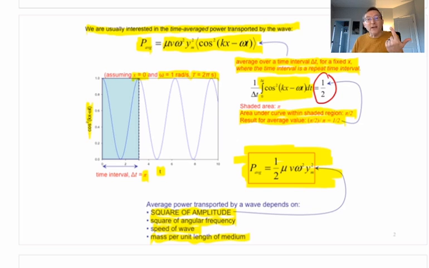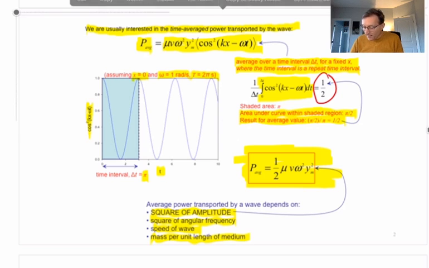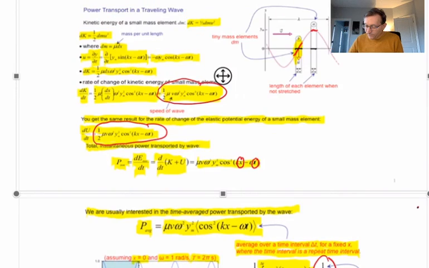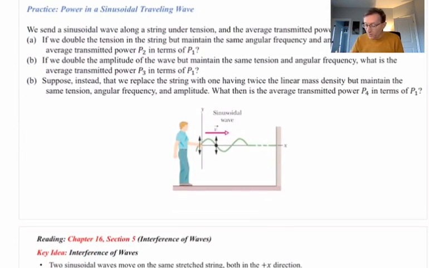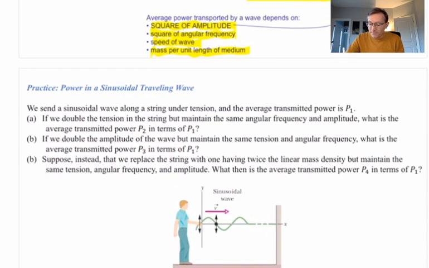Amplitude squared, angular frequency squared, speed of wave, and mass per unit length of the medium. So with that, let me show you a little exercise that I want you to do for class engagement on Blackboard. This next bit will be a class engagement exercise on Blackboard. And here's what it says.